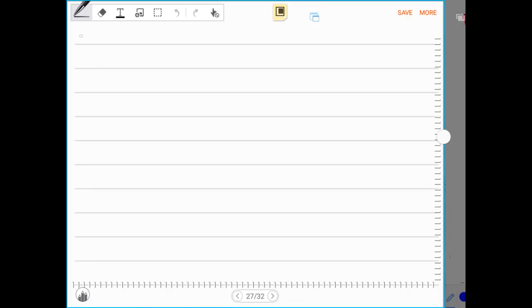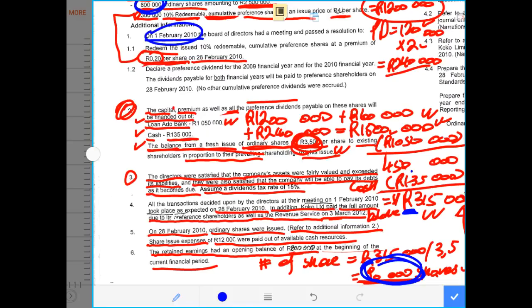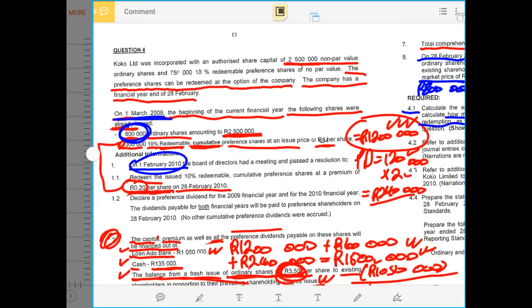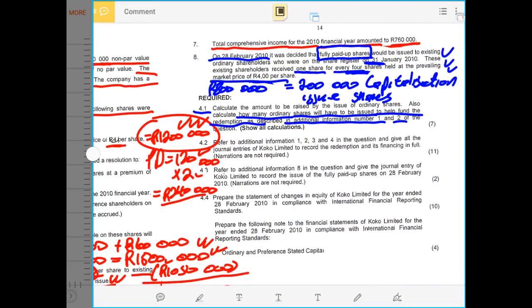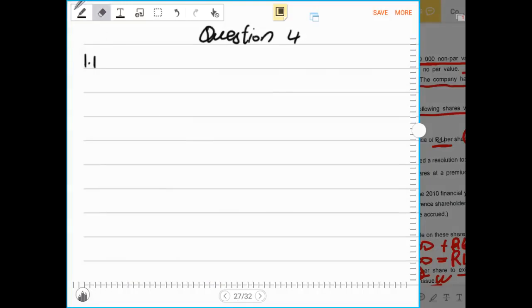So now we start to give our answers. This is question 4 that I'm busy with, so let me write that as question 4. Then we are doing 1.1. I think it's requirement 1.1. And in this requirement, yes, it is 4.1, not 1.1. Now under 4.1, please don't write these questions, guys. I just want this question to be in your mind. Don't write it in the exam.